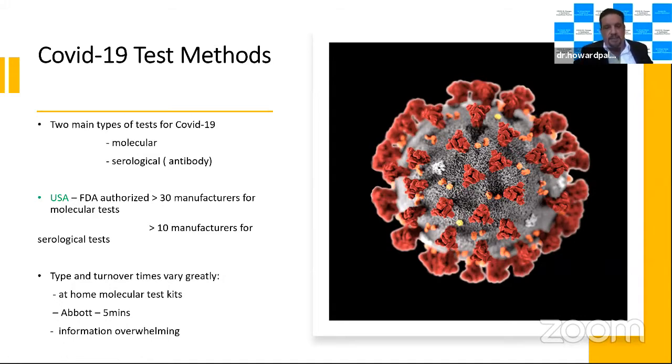Now, in the United States, in the first month of the outbreak of the coronavirus pandemic, the Food and Drug Administration approved more than 30 manufacturers for molecular tests, and more than 10 manufacturers for serological-based testing. The turnaround times of these tests vary greatly. They vary from routine tests, which may take 2 to 3 days, or at best a few hours, to on-the-spot tests, which can be done at home. Abbott now has a test that takes 5 minutes. The information, efficiency and relevance of these tests can be quite confusing.